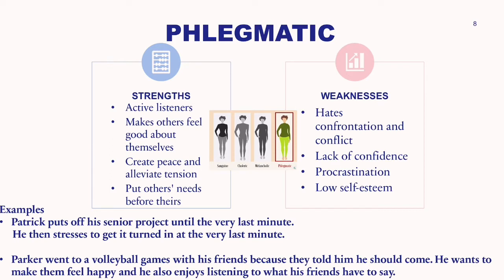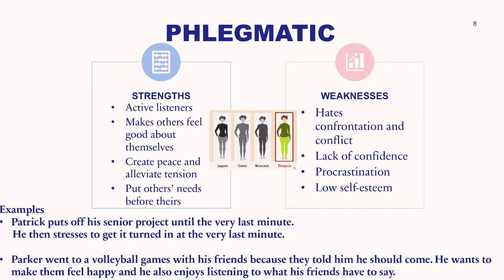Procrastination is another weakness of this type because usually they're putting others before themselves. And this is just a great example, especially procrastination. I know a lot of us do that. So this could be maybe the way that your phlegmatic personality type comes through in you.